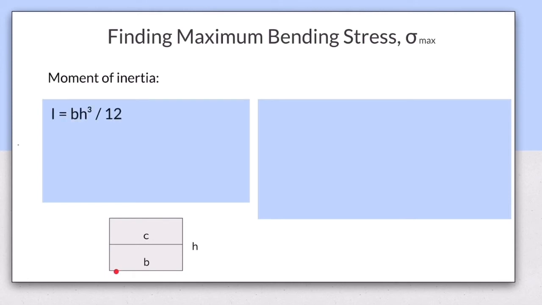So the formula for this kind of shape, this kind of area, we're going to use b h cubed divided by 12. So next we substitute our numbers into the equation. For our base, the length is 0.065, whereas for our height it's 0.05, and divide them by 12, we get the answer 6.77 times 10 to the power negative 10.